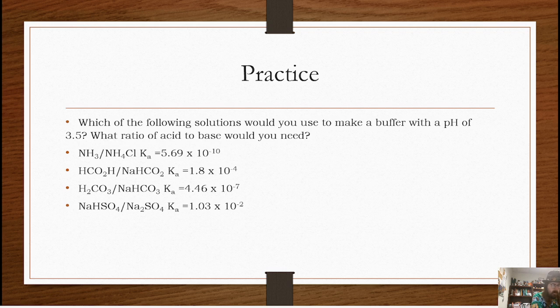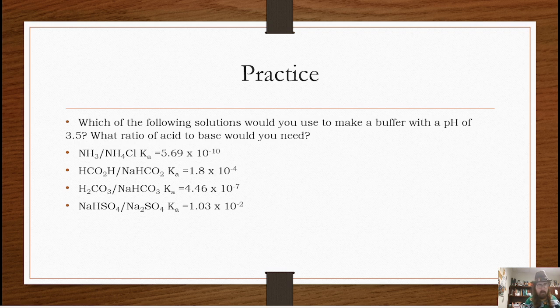We have carbonic acid, sodium bicarbonate, 4.46 times 10 to the negative 7th. And we have sulfuric acid, well, hydrogen sulfate, with a Ka of 1.03 times 10 to the negative 2nd. So we're going to use more or less the pKa to help guide this.